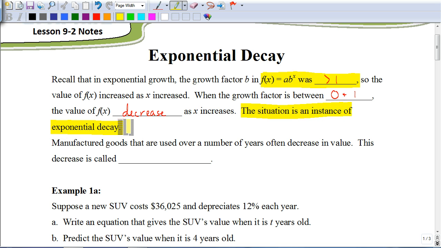So the good thing is, as far as this lesson is concerned, we're not going to have to learn a new formula. We're still going to use that same formula, a times b to the x power. Remember, a is your initial amount, and b is your growth factor. But in the previous lesson, that value for b was always greater than 1. But in this lesson, with exponential decay, that value for b is going to be between 0 and 1. And some situations that involve exponential decay would be situations involving depreciation.